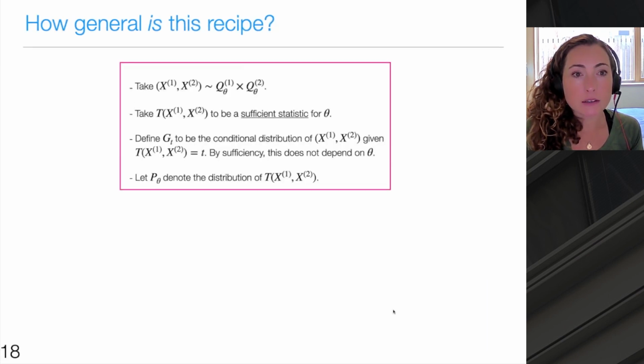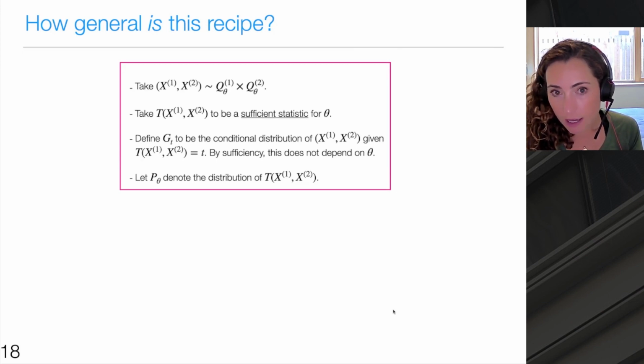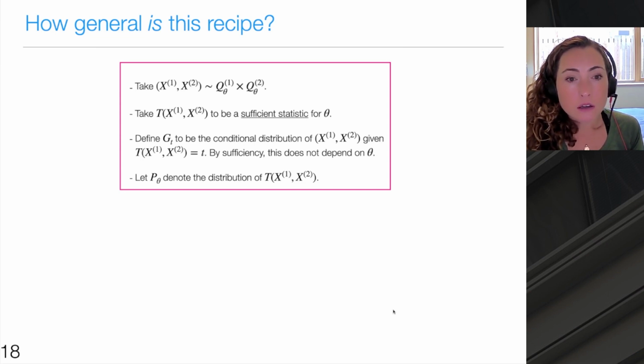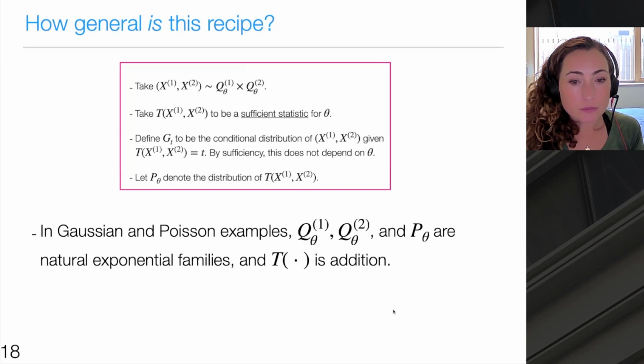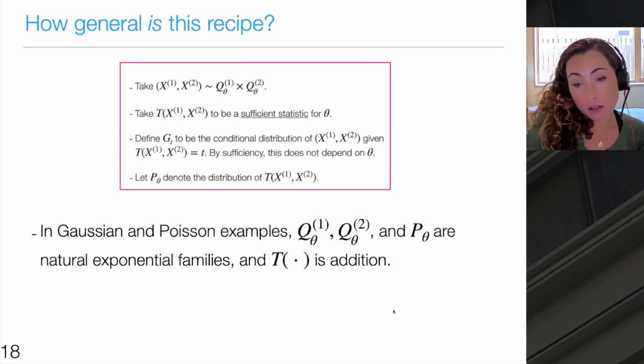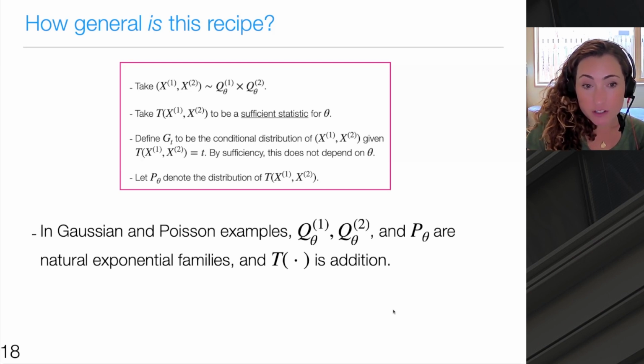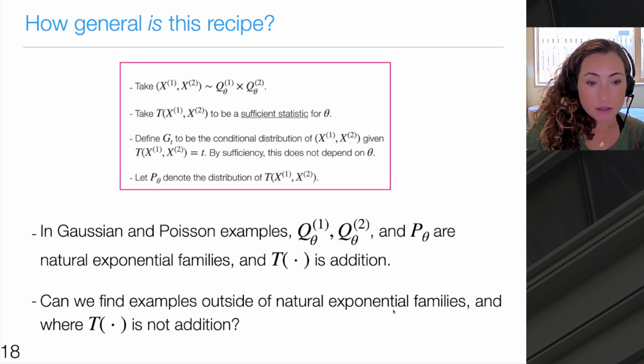Okay, so this is our recipe, and I now want to try to convince you that this recipe is actually very general and that it can be used to thin a real diversity of distributions. So to do this, well, first of all, the examples that I've already shown you have all been in the natural exponential family, and the function t has been addition. So I want to convince you about some examples where we're not in the natural exponential family and where the function t is not addition, so that you can see that this is a useful approach that's very general.